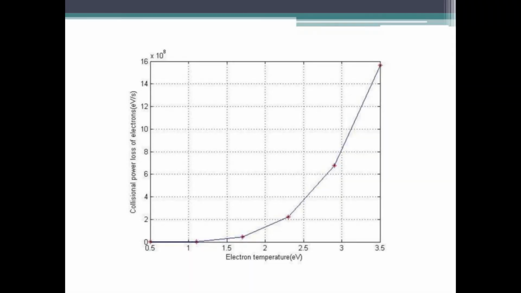The graph between collision power loss of electrons and electron temperature, obtained from MATLAB simulation for E_s equal to 8.9 electron volt.